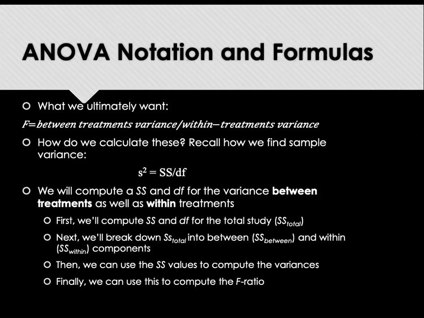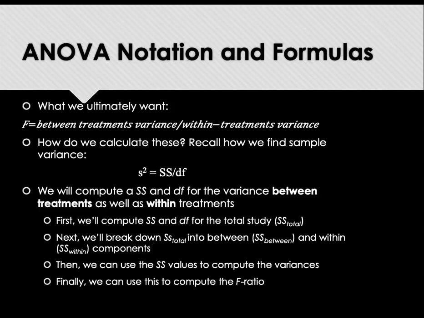Okay, so ultimately, what are we looking for here? Now that we've done the initial steps of calculating all those figures on that previous slide, let's start at the end, really. What we're going to be looking for to compute an F, which is similar to when we computed a t, is the between treatment variance divided by within treatment variance. So that's ultimately what we need. We need some figure for between treatment variance and some figure for within treatment variance. How do we get that?